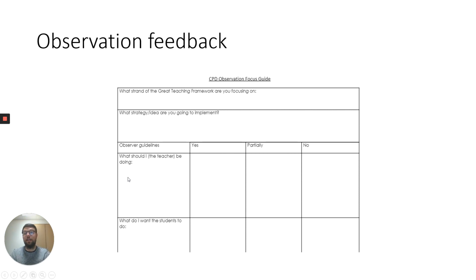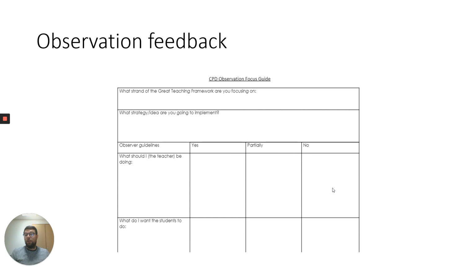So if it's circulate, I'm going to make sure that I walk around the class as opposed to staying behind the desk. And I'm going to make sure that I stand in certain areas where there are opportunities for students to become off task. What should the students do? So if I stand next to a group of students, I expect the noise level to reduce due to my presence. And then all the observer does is a yes, partially, or no. That's it.